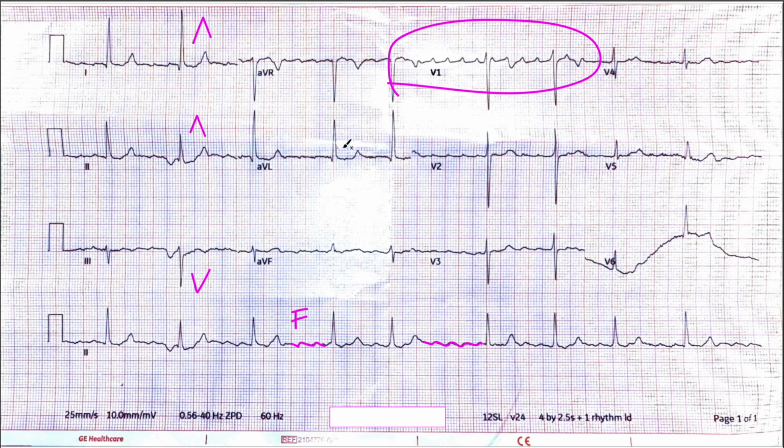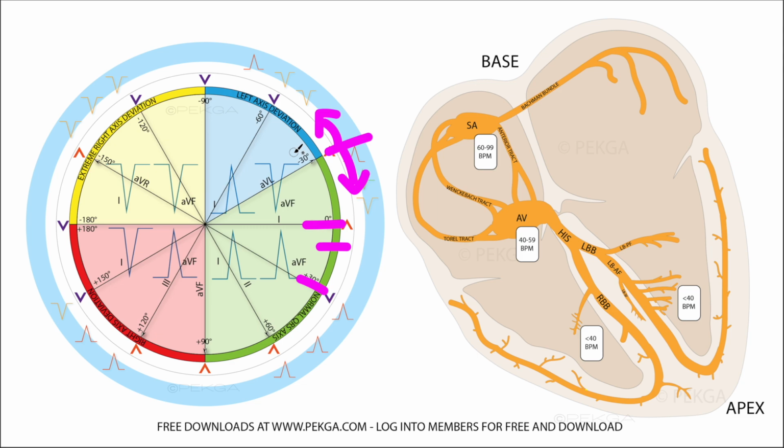AVR is inverted. That's good. AVL is looking fine. AVF is most isoelectric, and that's another way you can figure out what your axis is, right? So this is isoelectric. If I were to go back to the ECG finder, another method you can use is lead AVF is going straight up and down, right? So the lead AVF is isoelectric.